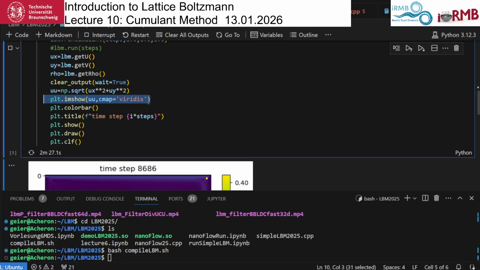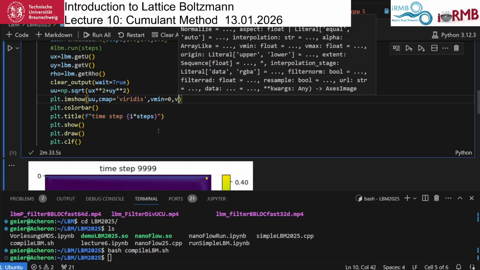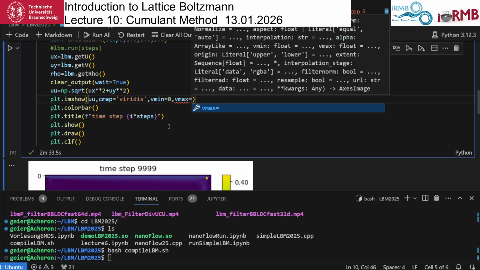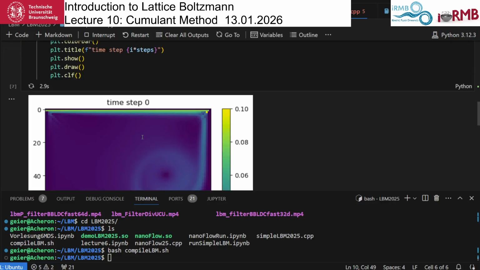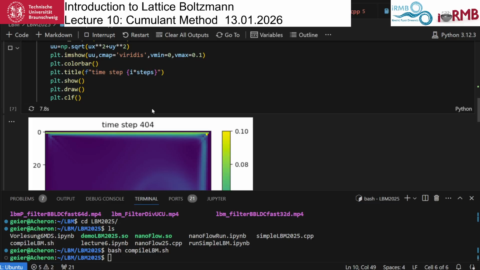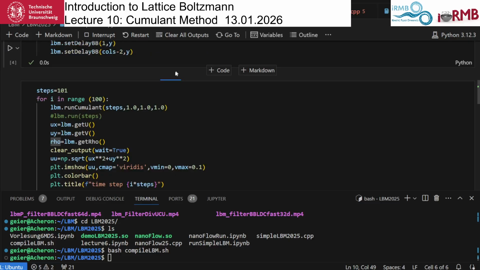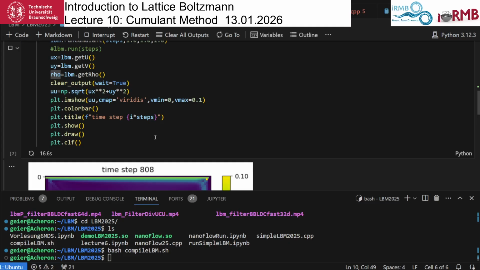Maybe that's already enough. So V-min is equal to 0, and the other one, V-max, should be 0.1. What have I done? I think I should do this. What did we set as a velocity, by the way? 0.08. So already we should not go further than that.